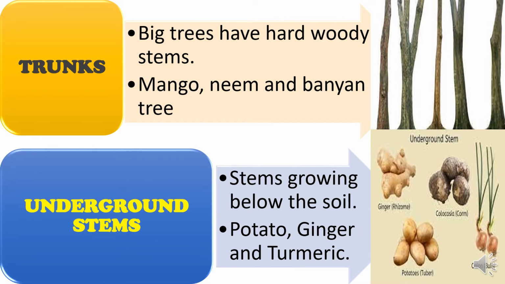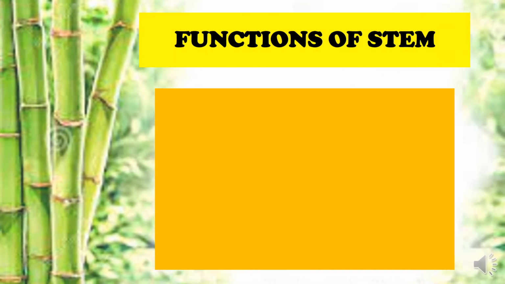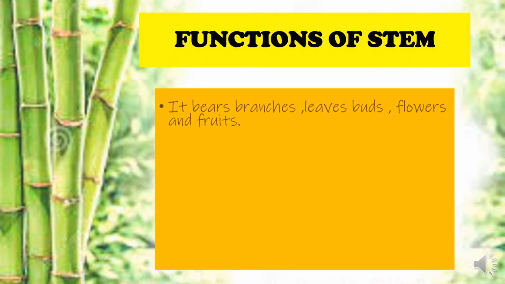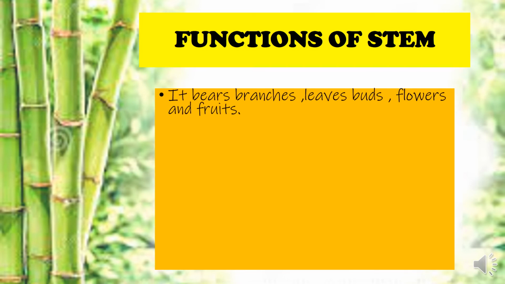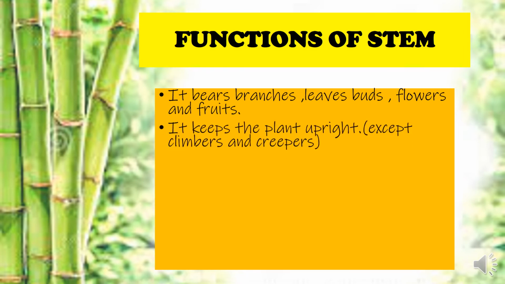Let's move to the next part of the shoot. Functions of the stem. What is the role of the stem in a plant? As already stated, it bears branches, leaves, buds, flowers and fruits. It keeps the plant in an upright position.